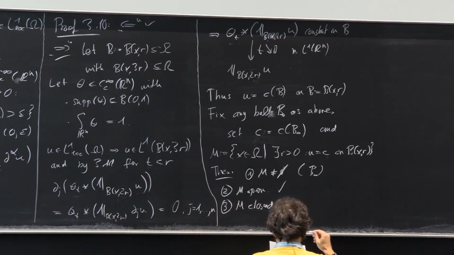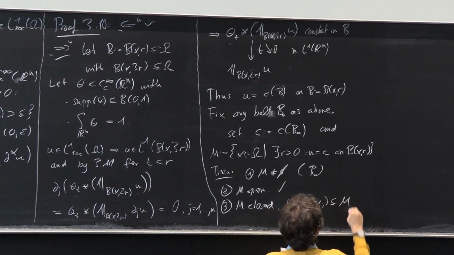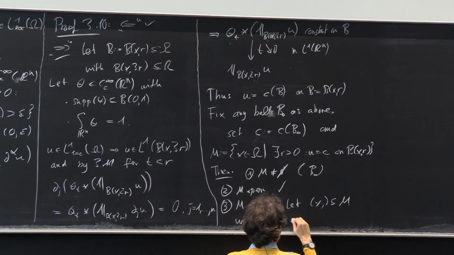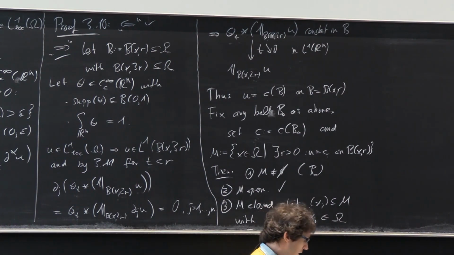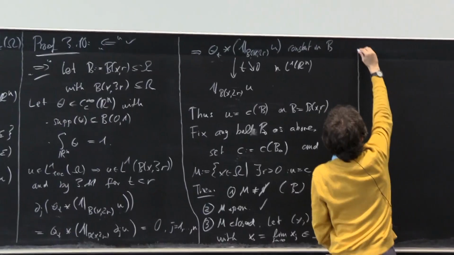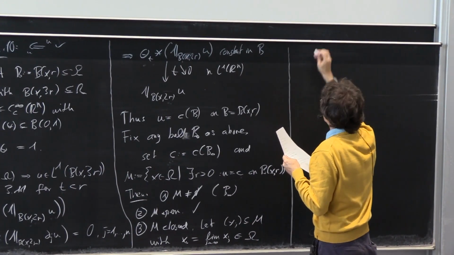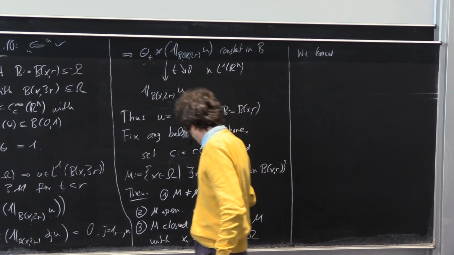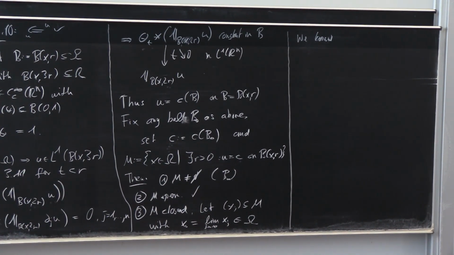And to do this, take some sequence xj contained in M that converges in omega, so that x0 is the limit. It's a convergent sequence, and the limit is in omega, and what we have to make sure is that x0 also belongs to M. And now the point is, wherever this x0 is, it's somewhere in omega. And omega is an open set.